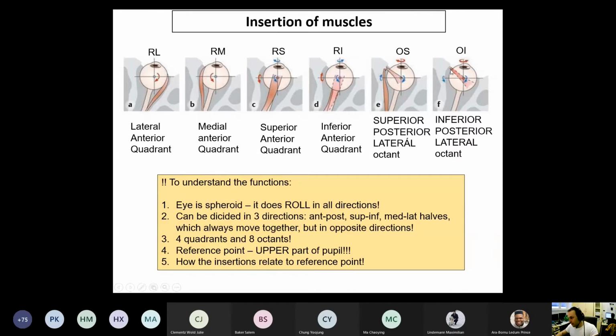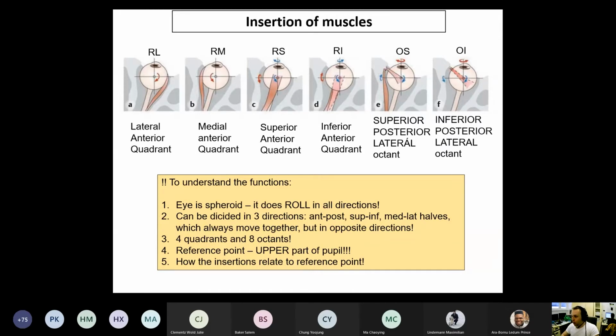The inferior oblique, as the name suggests, is inferior, anterior, and medially at the origin, whereas the insertion is in the inferior posterior lateral octant of the eyeball. So it goes this way. It goes from anterior to posterior, from medial to lateral, and from below, so from the inferior direction, goes superiorly to the bottom surface of the eyeball.